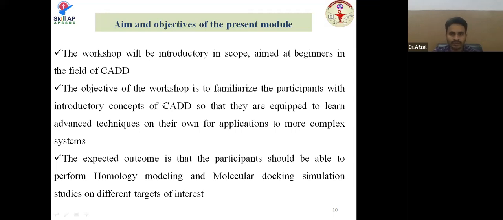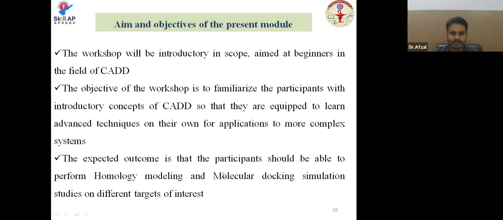So that's why we should have a good understanding of computer-aided drug design. It is introductory in scope, and it is aimed at beginners in the field of computer-aided drug discovery. The objective of the workshop is to familiarize the participants with introductory concepts of CADD so that they are equipped to learn advanced techniques on their own for application to more complex systems or complex problems.